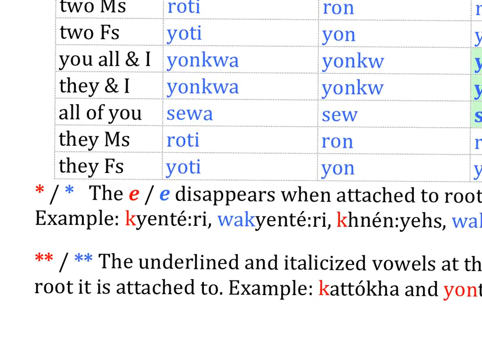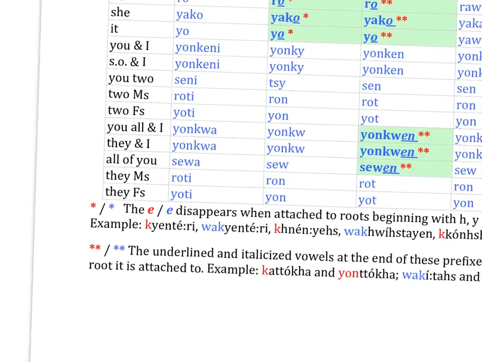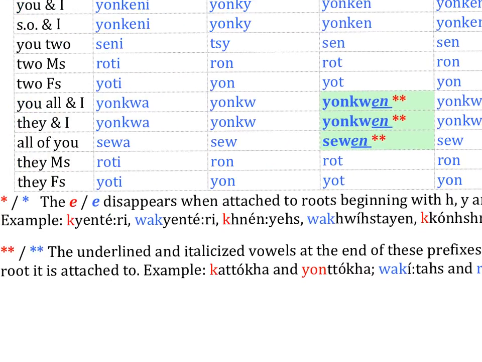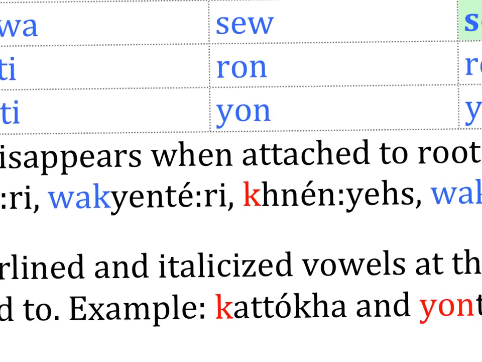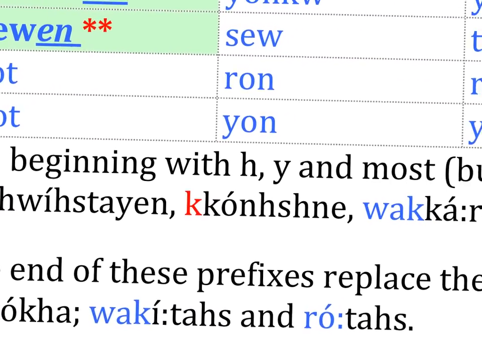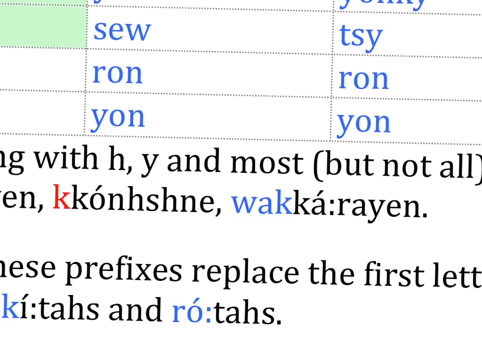So that first rule is that the E, the italicized E, disappears when it's attached to roots that begin with H or Y and most but not all Ks. And we've listed a bunch of examples down here. This is just so that you can see how that works. We're not going to be covering all of these particular terms in this unit, so don't worry about that for now. Just know that those rules are important for these sets of prefixes.